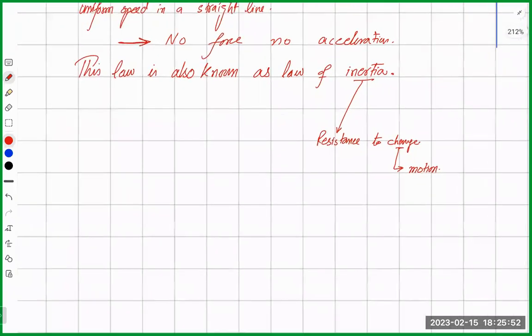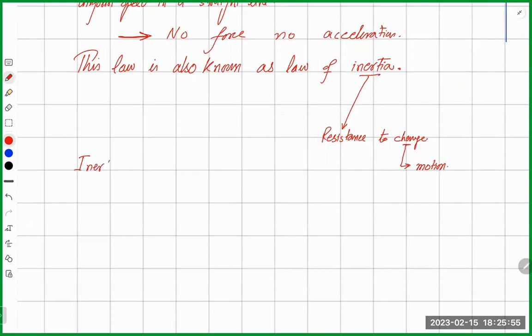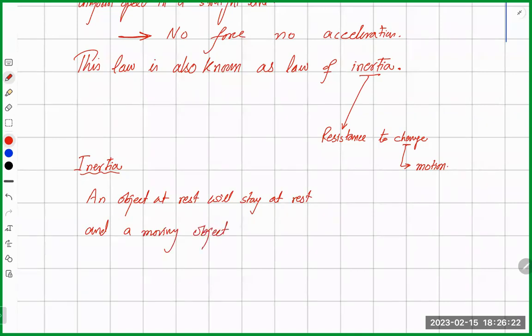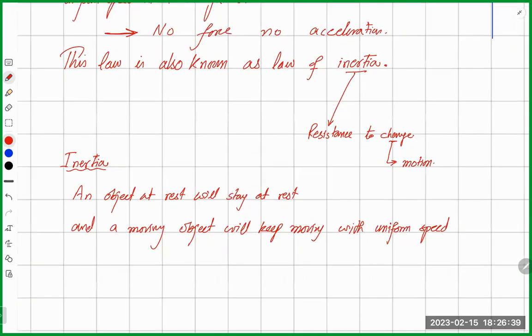Let me give you an example. What is inertia? An object at rest will stay at rest, and a moving object will keep moving with uniform speed in a straight line.